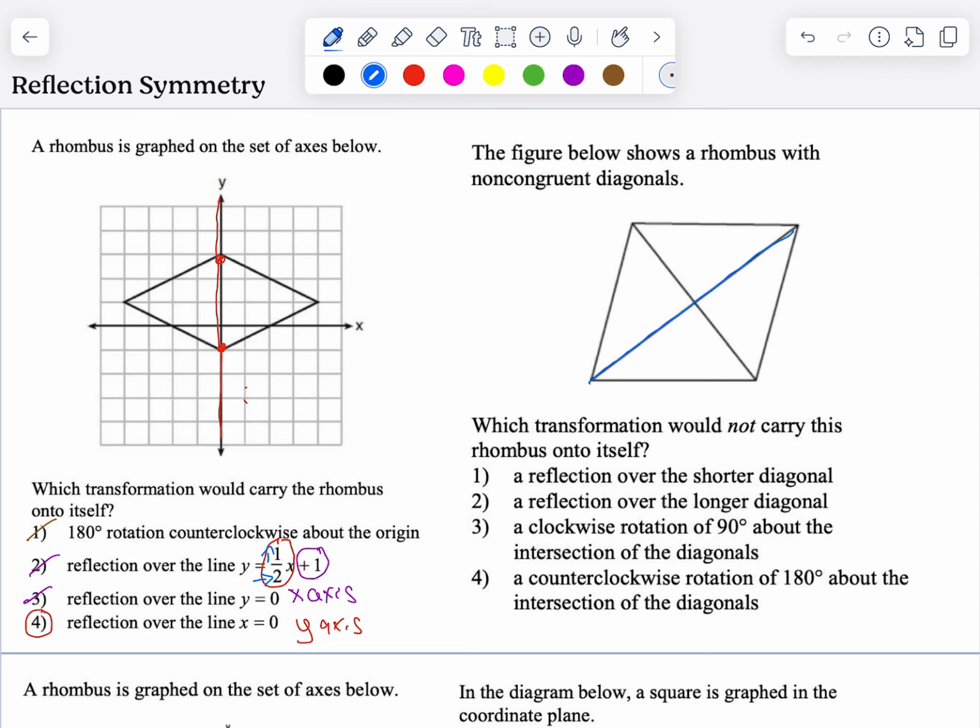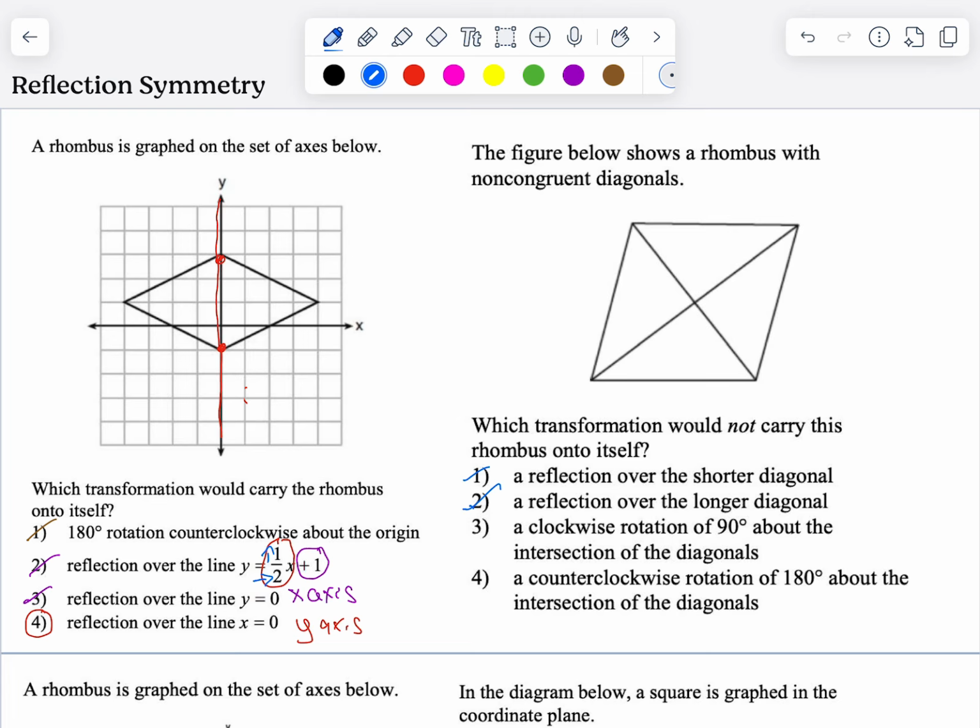And as you can see here, it goes from corner to corner and it makes mirror images on both sides. Both of the triangles that it's split into are exactly the same. So this is not the choice we're looking for because it would carry the figure onto itself. Same thing for the other diagonal, corner to corner, mirror images, the exact same triangle on either side.